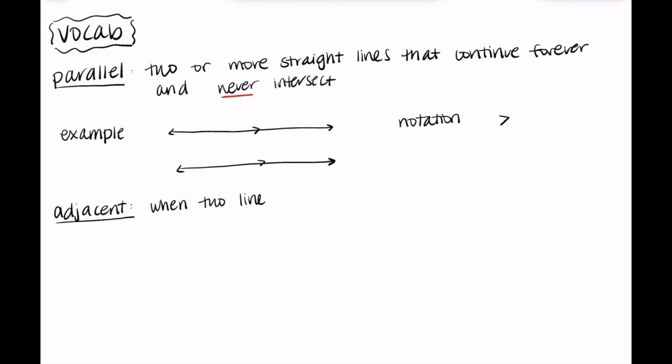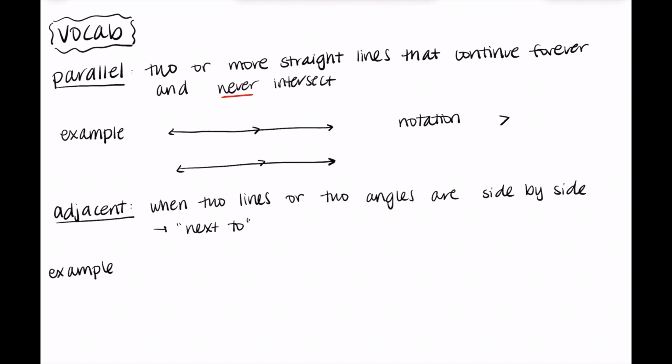Now we'll move on to our second vocab word. Our second vocab word is adjacent. And when two lines or two angles are adjacent, all that means is that they are side by side. So the little shorthand version I like to refer to it as is just that they're next to each other, right? So this word can be used for both lines and angles, whereas parallel just describes lines. So now that we've defined what adjacent means, let's draw out an example.